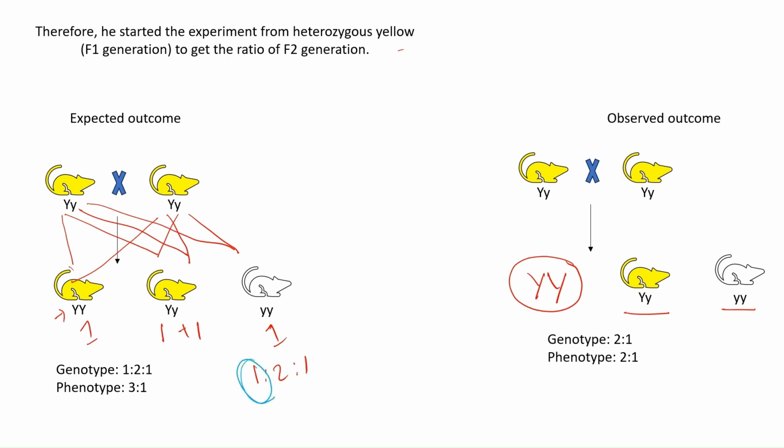in 1:2:1, this 1 is for dominant capital Y capital Y. So this was missing, and the genotypic ratio became 2:1. The phenotypic ratio also became 2:1, because in 3:1 the third one, that is capital Y capital Y, was missing. So he observed the changed phenotypic and genotypic ratio because of the absence of the mouse having the genotype capital Y capital Y.